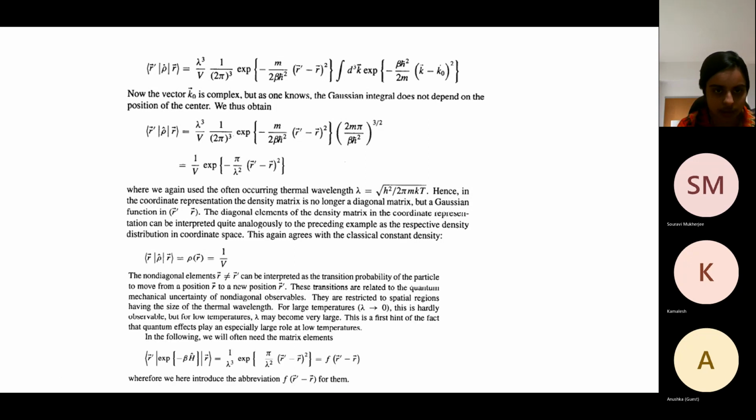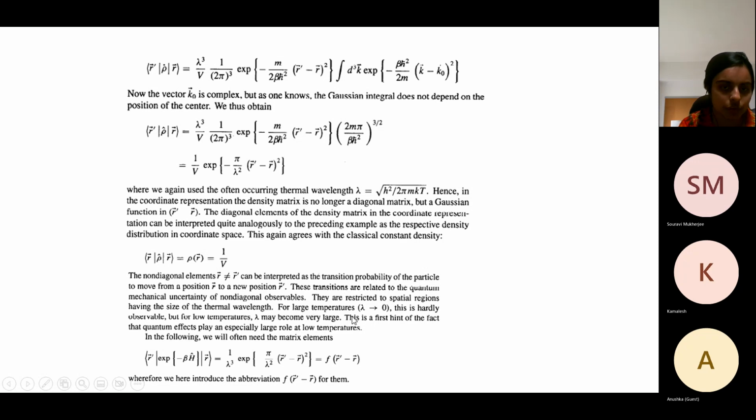So this is how the diagonal terms will look like. This is the diagonal term values, and this is the non-diagonal values, right? So what this tells you is that the non-diagonal elements can be interpreted as the transition probability of a particle moving from some position r to some new position r prime, okay? And you can see that it's a non-zero value.